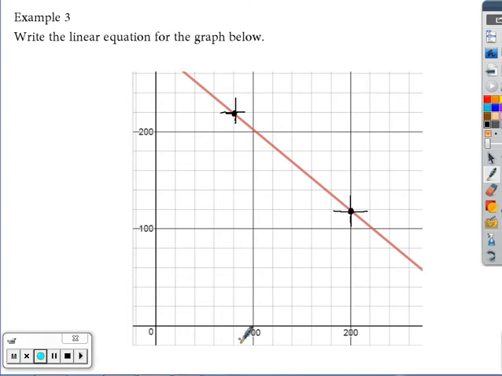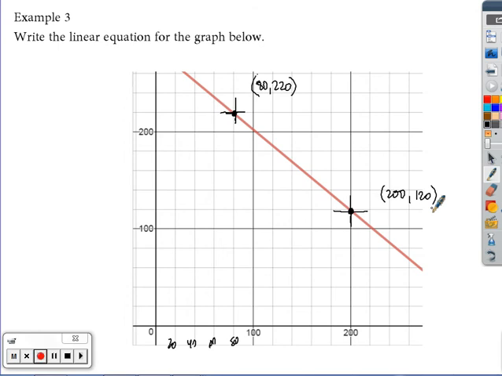So if this is 100, and there's 5 blocks here, it's counting by 20s. So that's 20, 40, 60, 80, 100. So this looks like 80 and 220 is that point, 80, comma, 220. And then this point over here would be 200, comma, 120, since both axes are counting by 20s.